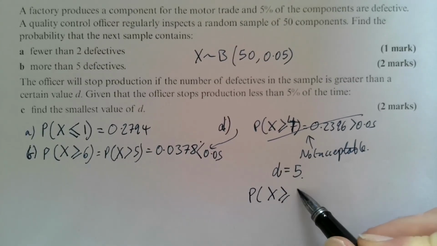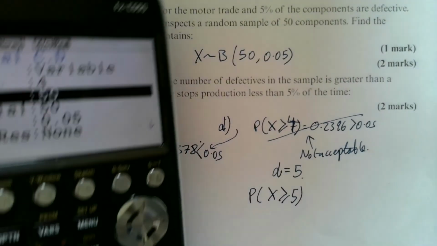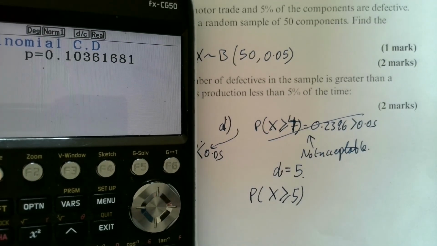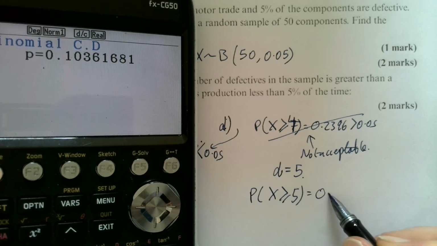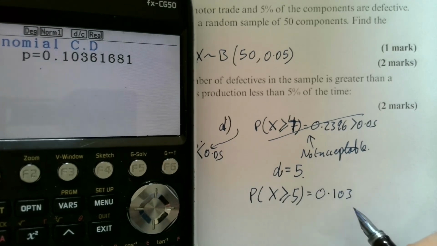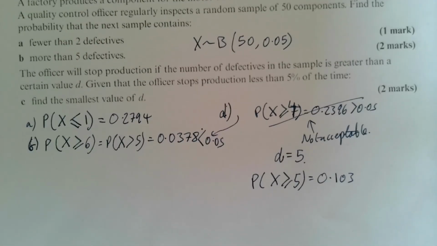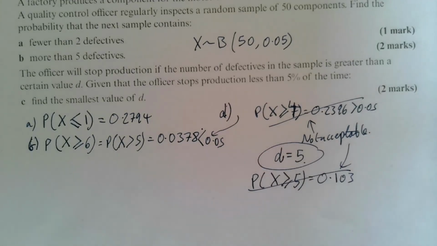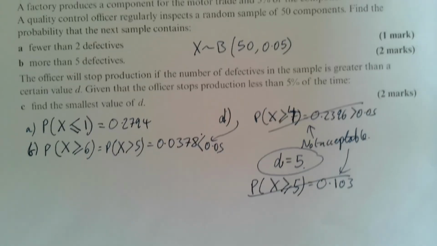If we did that, popping that in there, lower value would be 5, equals, check that, yeah, that comes out as 0.103, which is 10%, isn't it? So that's not acceptable either. So it definitely is d equals 5. Don't know why I forgot that value for a moment. Anyway, hopefully that all made some sense.